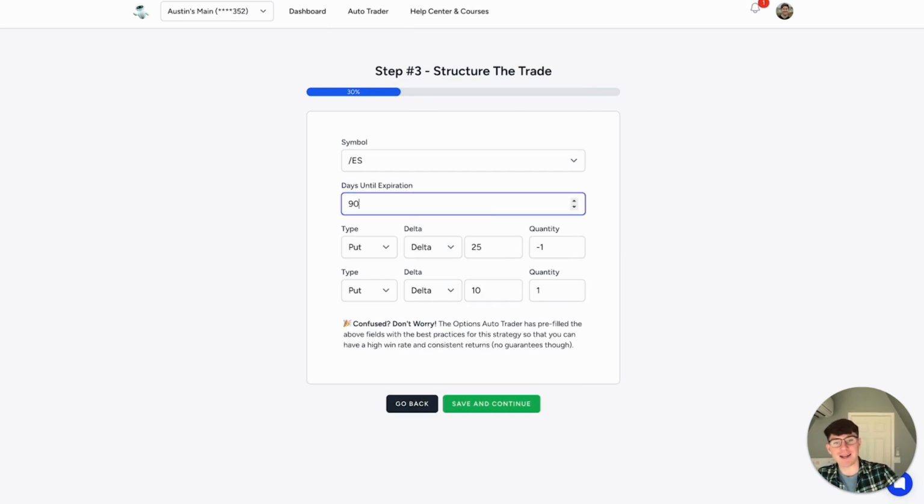I like to go 90 days out into the future. So I'm going to say 90 DTE. And then again, I do my credit spread where I sell the 20 delta. So -1 means sell. So I'm going to sell a contract at the 20 delta, then I'm going to buy one at the 10 delta. So this is how I personally structure mine.